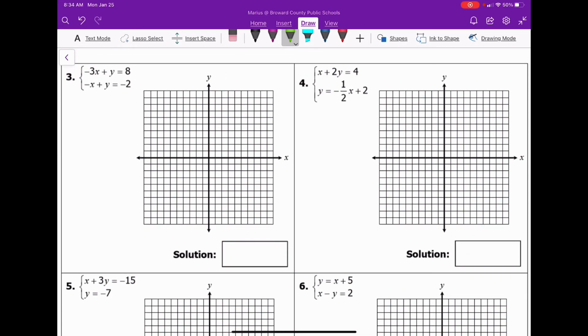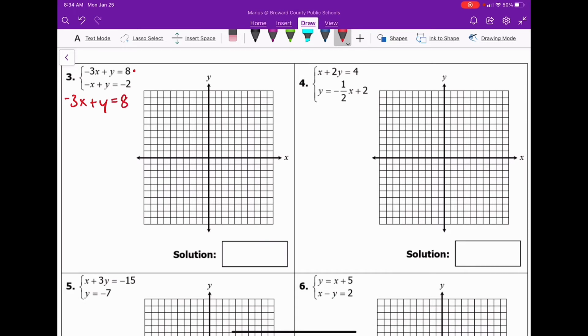Now, as we look at number 3, neither one of the equations is already in slope-intercept form. So that means we have to change it to slope-intercept form, identify the slope, identify the y-intercept, and then go ahead and graph each line. So I'll do the first equation in red. We have negative 3x plus y equals 8.